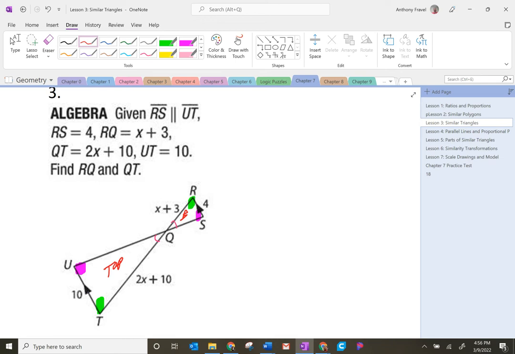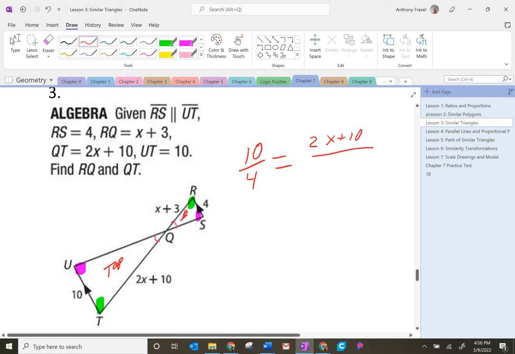In between my colors here, I've got the 10 on one side between the purple and the green, and then I've got a 4 between the purple and the green. So I know my first fraction is going to be 10 over 4 equals, and then on the other side, between the 1 arc and the green angle is 2x plus 10. Between my green angle and my arc is x plus 3. Now I can do cross multiplication. I get 10 times the quantity x plus 3 equals 4 times the quantity 2x plus 10.